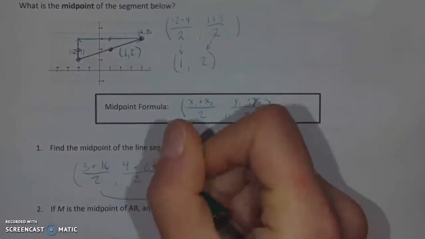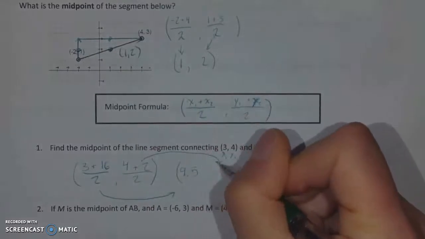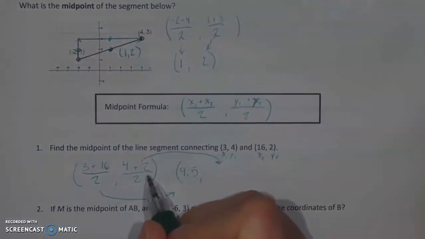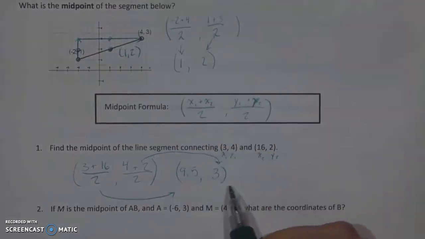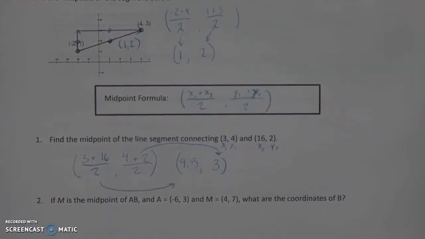And for my y value, I'm going to do 4 plus 2, which is 6, divided by 2, which is 3. So my final answer is 9.5 and 3. Of course, you can also use the midpoint formula to find other information.